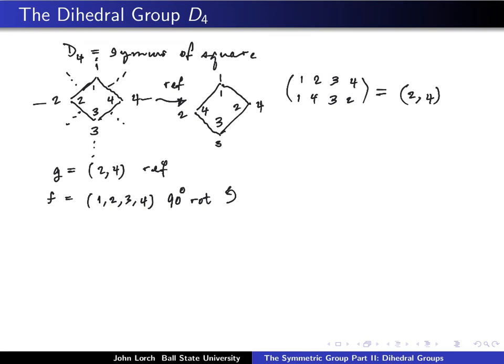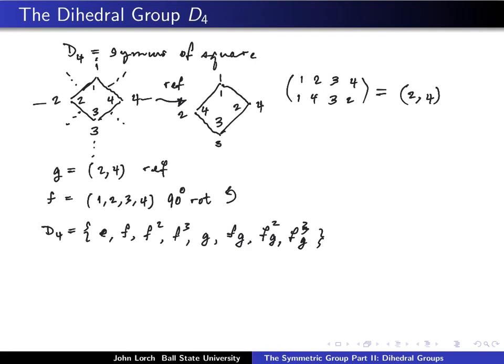And it turns out that D4, that is, all of these symmetries, can be expressed in terms of F and G. So you get first all of these rotations. E is the do-nothing operation. Then we get F and F squared, which is 180, and F cubed, which is 270. And then we get G, which is our reflection, and then we can multiply G by these various powers of F. So that's F cubed times G.